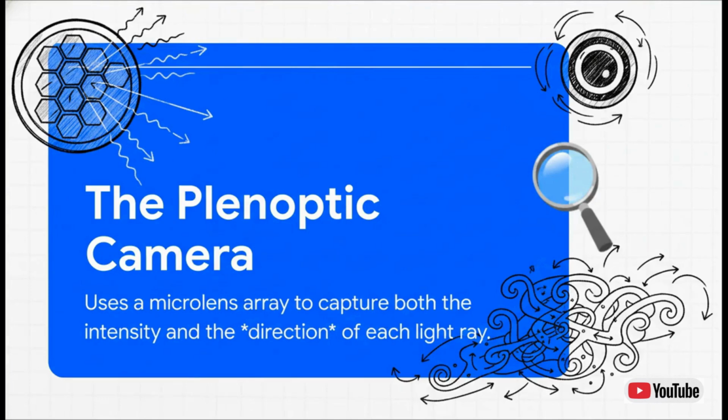Enter the plenoptic camera. Now, its secret sauce is a little thing called a micro-lens array. Basically, it's a grid of thousands of tiny little lenses placed right in front of the camera's main sensor. And this setup lets it capture not just how bright the light is, but, and this is the crucial part, the direction that every single ray of light is coming from.